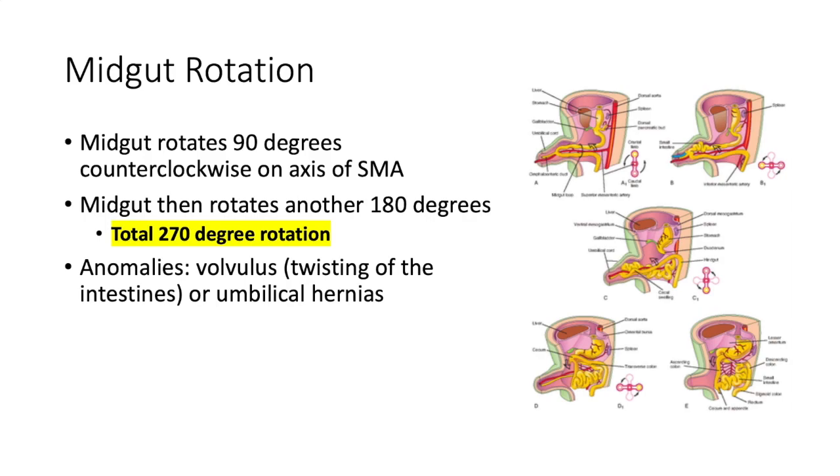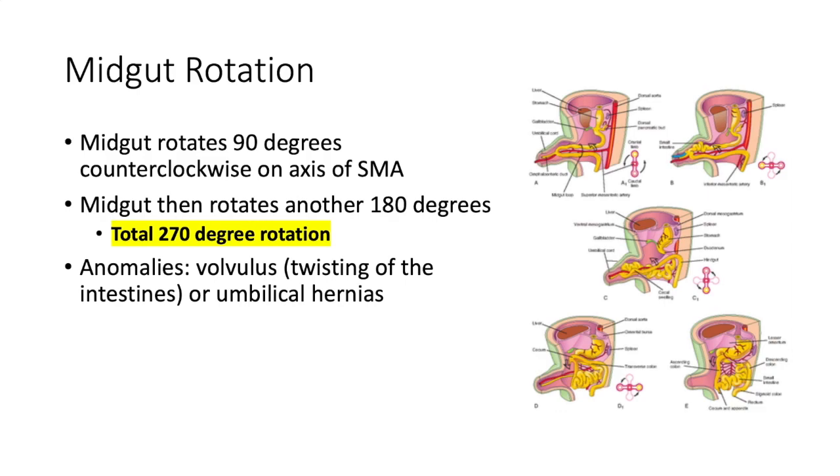Remember, in the stomach, we said that there was a 90-degree rotation. Midgut, there's going to be a total of 270 degrees. So I would know that it was counterclockwise around the SMA and that it's a total of 270 degrees. There's some anomalies. That's going to be the volvulus, which is our twisting of the intestines, or an umbilical hernia.